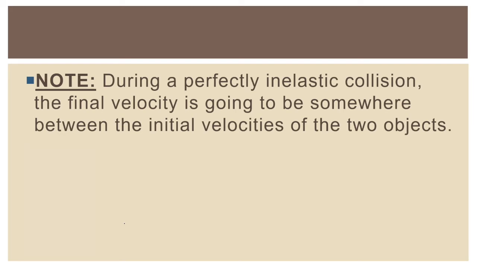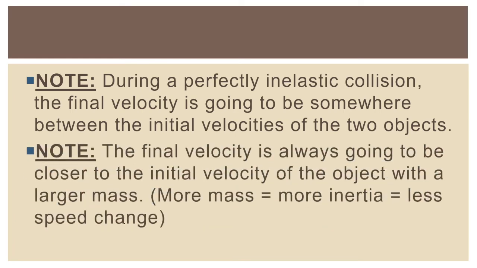But how do we tell exactly what it's going to be? What I mean to say here is, based on the information given in the problem, you should have been able to tell that the answer was going to be bigger than 6 and not smaller than 6. Of course, the question is, well, how? The final velocity, as it turns out, is always going to be closer to the initial velocity of the object with a larger mass. If the object has more mass, like the man does, that means he has more inertia. And that means he's going to experience a smaller speed change.